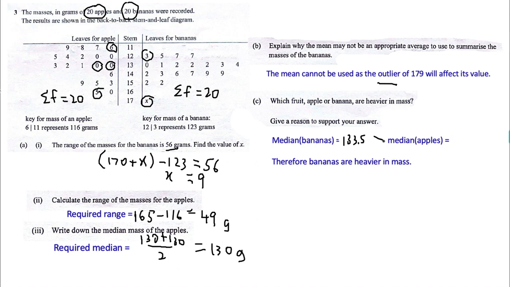And this is actually more than the median for apples, which we have found earlier on, 130. Therefore, we conclude that bananas are heavier in mass. Okay, so the median is an accurate comparison than the mean. Alright, now let us look at the next question.